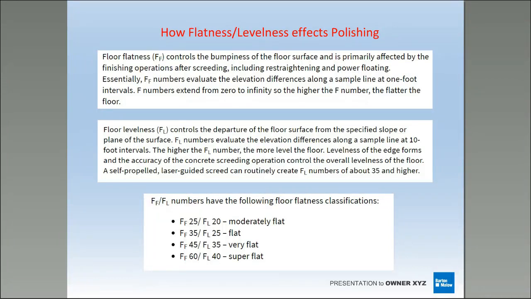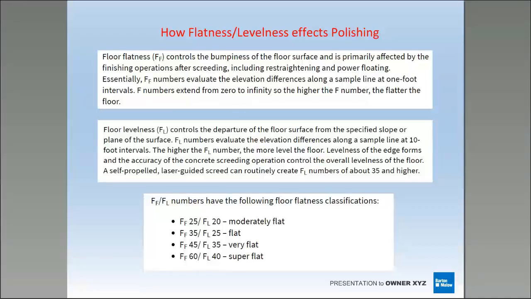Flatness. How do flatness and levelness affect polishing? It's a pretty good definition. Floor flatness controls the bumpiness of the floor surface and is primarily affected by the finishing operations after screeding. Keep in mind, I'm not going to read the whole definition, but FF is what the place finish guy is in control of once his trowel machines hit that slab. What he does from there after the laser screed is all on his refinement with his trowel machines to get his higher FF numbers.